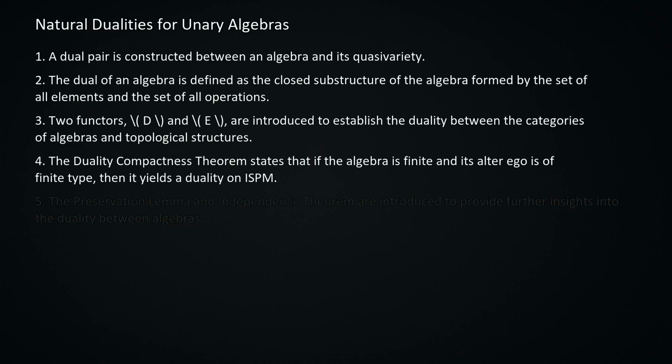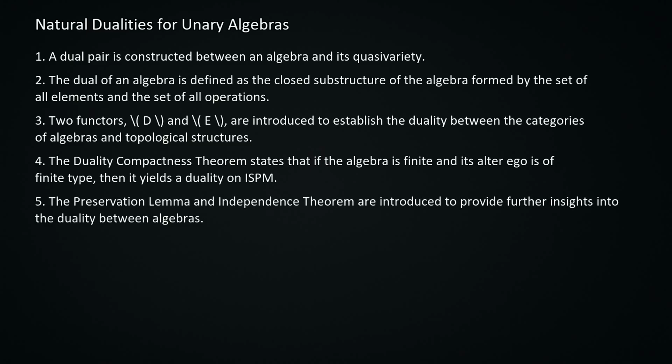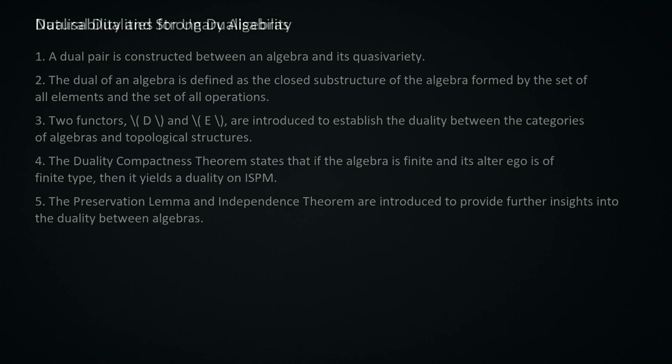The preservation lemma and independence theorem are also introduced in this section. The preservation lemma ensures that certain properties of algebras are preserved under the construction of dualities, while the independence theorem provides a condition under which an algebra's dualisability can be deduced from the dualisability of another algebra.